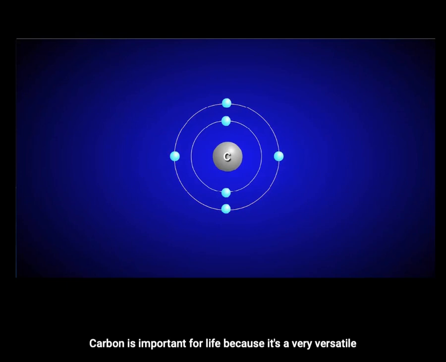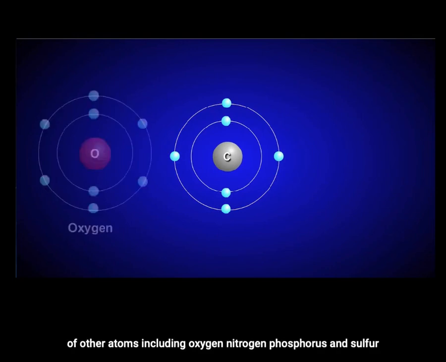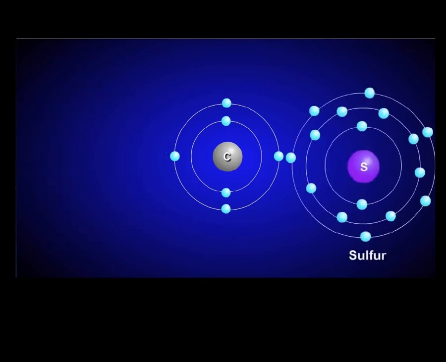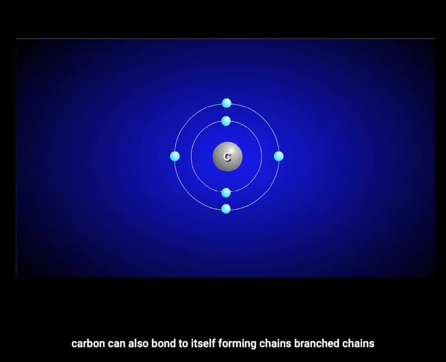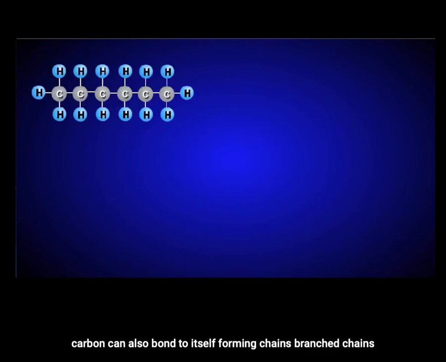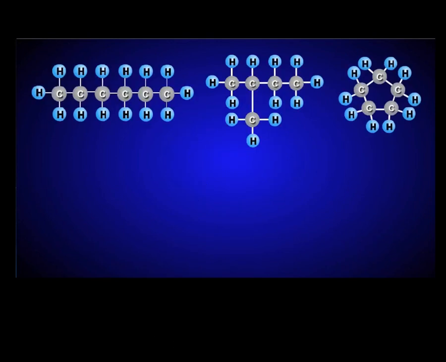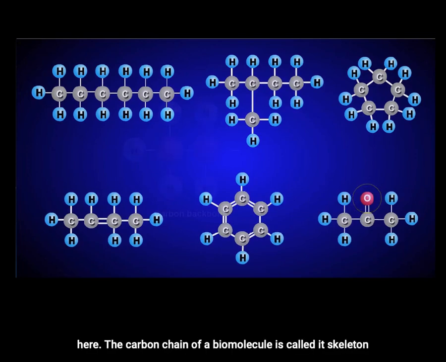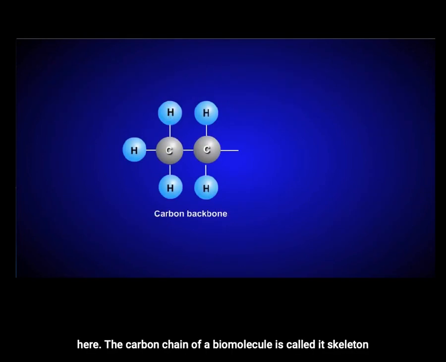Carbon is important for life because it's a very versatile atom. In addition to hydrogen, carbon can bind with a number of other atoms, including oxygen, nitrogen, phosphorus, and sulfur. Carbon can also bond to itself, forming chains, branched chains, and ring structures. It is also possible for carbon to form double bonds with itself, or bond to other elements, such as the oxygen shown here. The carbon chain of a biomolecule is called its skeleton, or backbone.